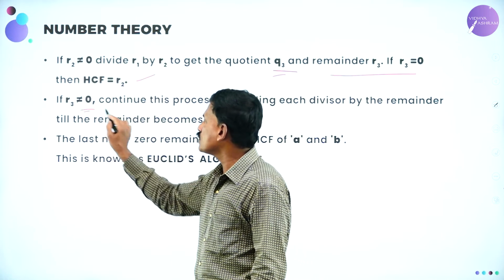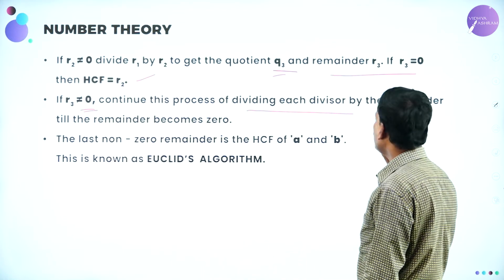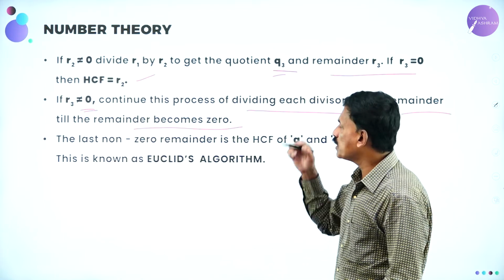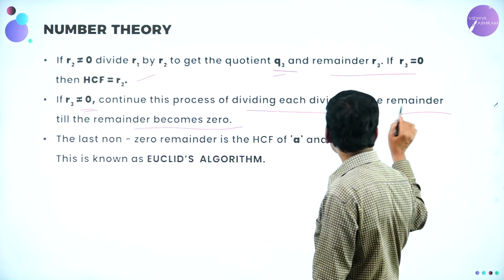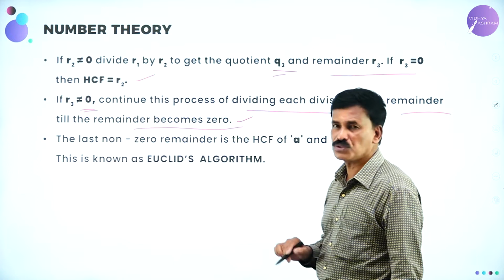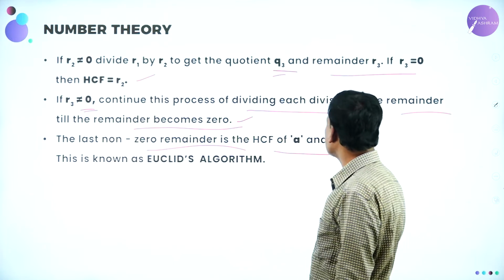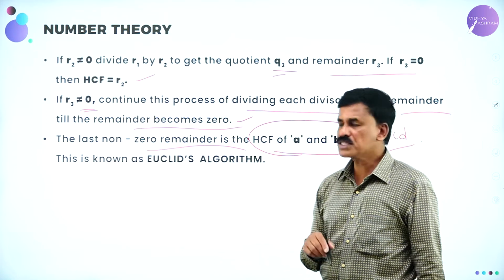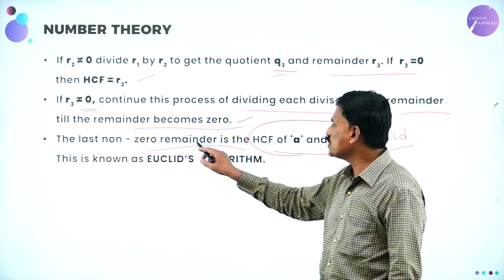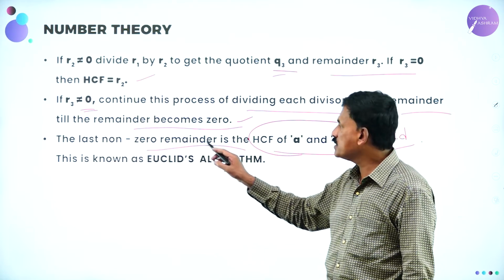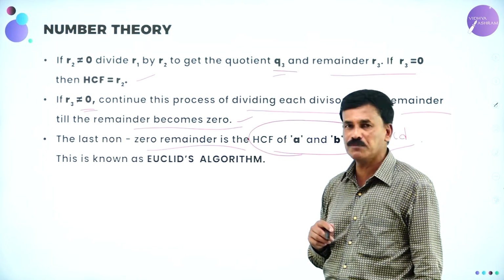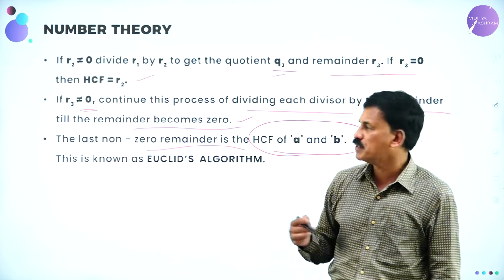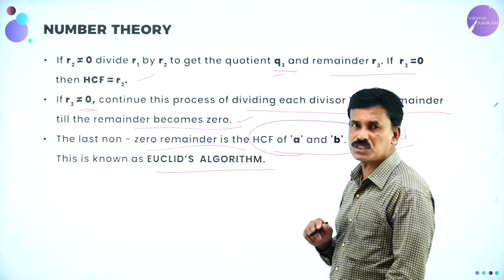If R3 is not equal to 0, continue this process of dividing each divisor by the remainder until the remainder becomes 0. The last non-zero remainder is the highest common factor, the greatest common divisor of A and B. This process of finding the highest common factor or GCD of numbers is called the Euclid algorithm.